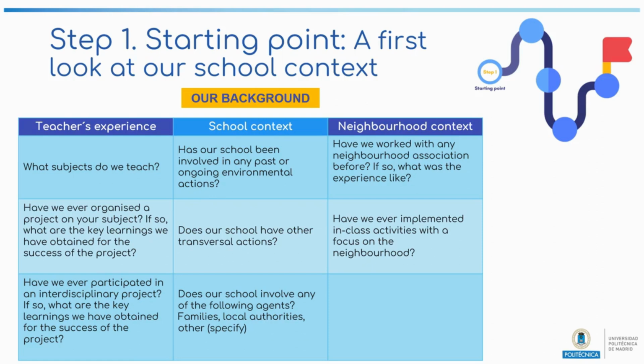Then, some questions help reflecting on the school context, such as previous environmental actions and cooperation with other agents, such as families or local authorities. And finally, the neighborhood context is analyzed to get an insight of whether there are neighborhood associations to cooperate with, special needs, etc.